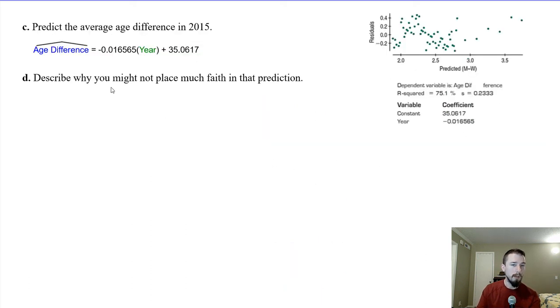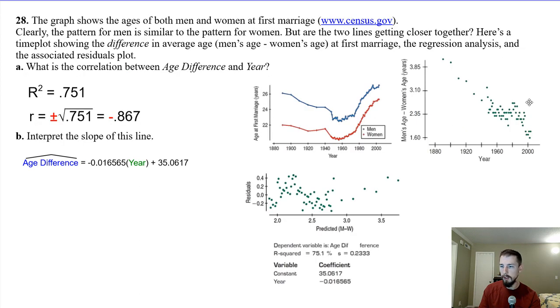All right, describe why you might not place much faith in that prediction. Well, because it is extrapolation. The last year that data was collected looked like 2005 or something like that. So it is extrapolating. We don't know. Maybe the gap and the difference between the ages of couples at first marriage started to widen again. I don't know. Nobody knows. Well, we could look and figure it out because 2015 already happened.